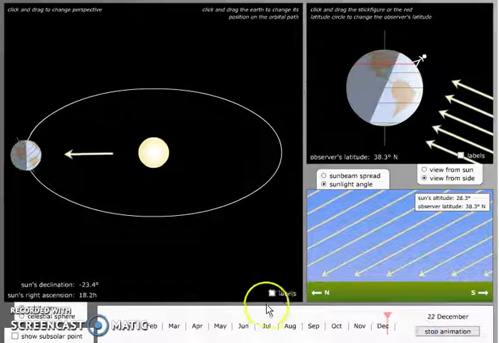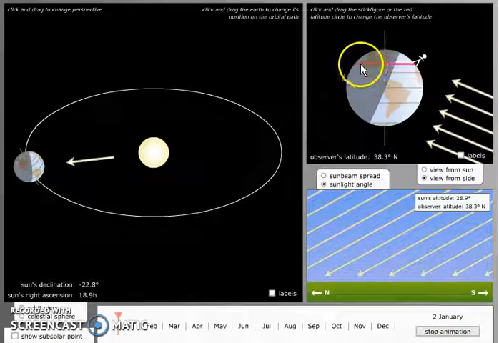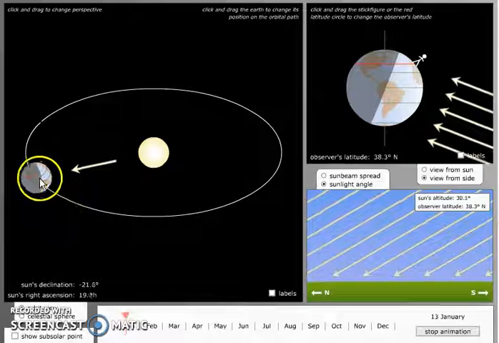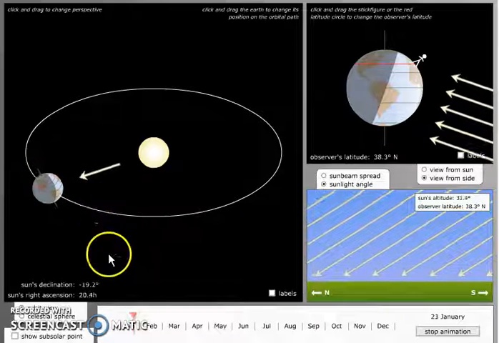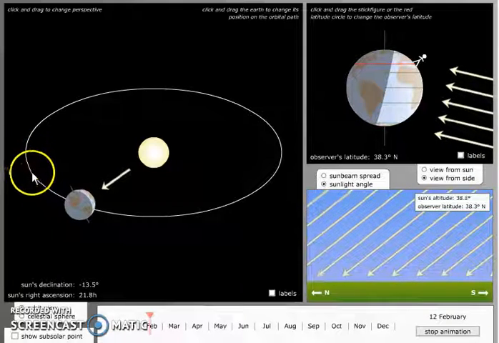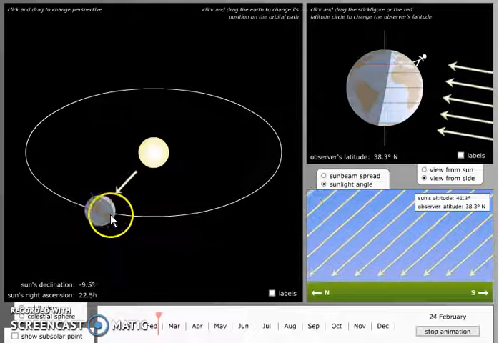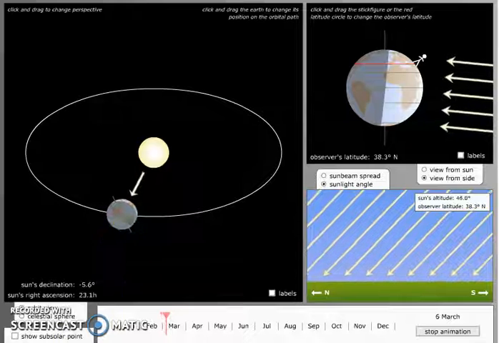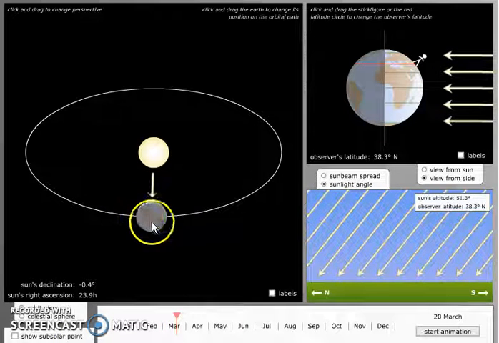So here we're going to start the animation. You can see that the Earth is rotating as it's also revolving around the Sun. From winter, the season that comes after winter would be spring. Here in Earth's orbit, it's in the spring, or we can call this vernal equinox.